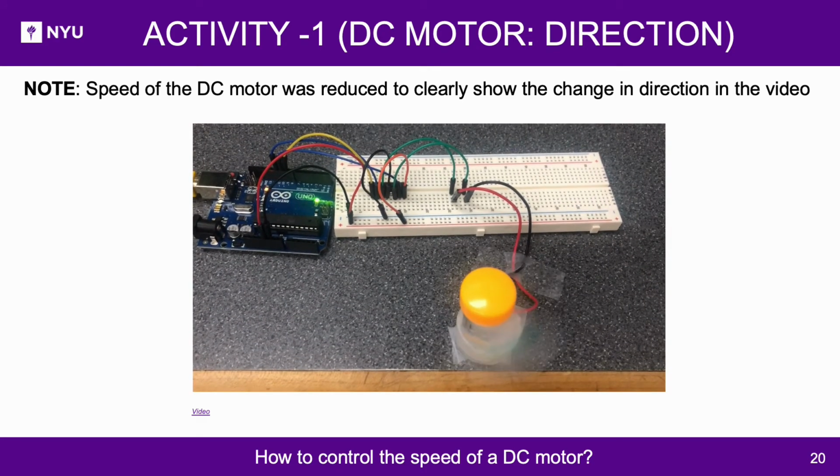Activity 1. Solution. As can be seen in the video, the fan attached to the DC motor changes direction in each loop after every 3 seconds. Please note that the speed of the DC motor was reduced to clearly show the change in direction in the video. Speed control of the motor will be explained in upcoming slides.